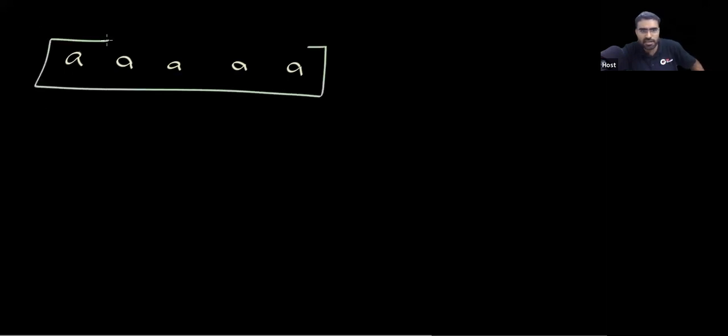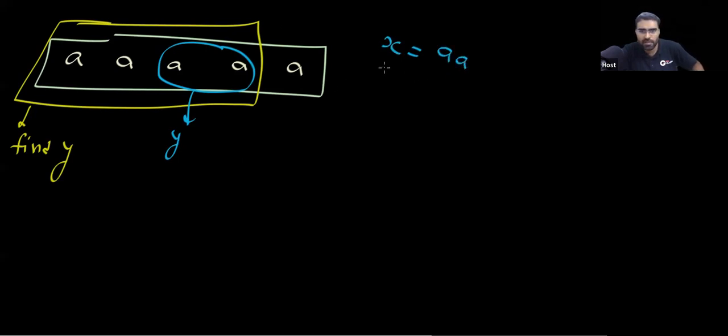See, this is your candidate string. In this area, you need to find y. Now let me take this as y. If I take this as y, what is x? You tell me. x is equal to double a. Your y is also equal to double a. And what is your z? z is equal to a.